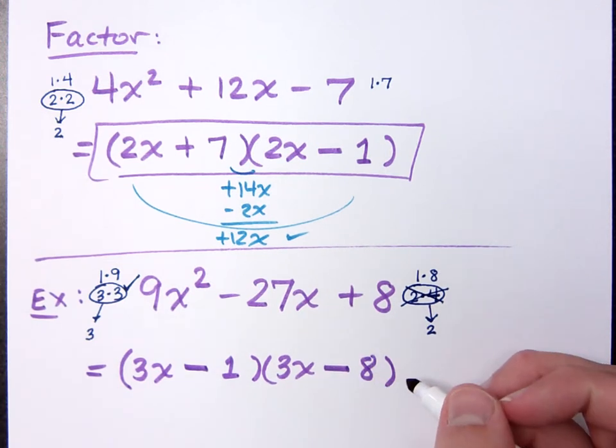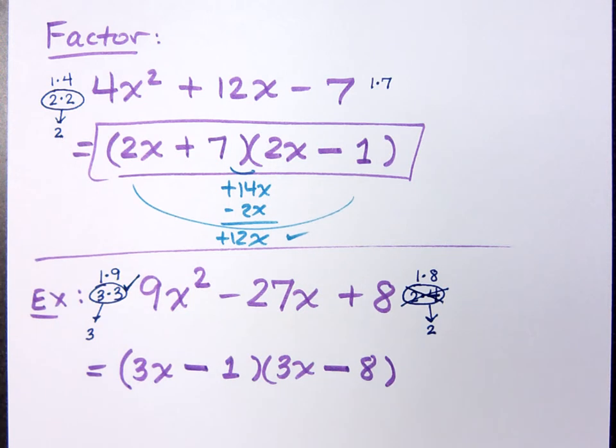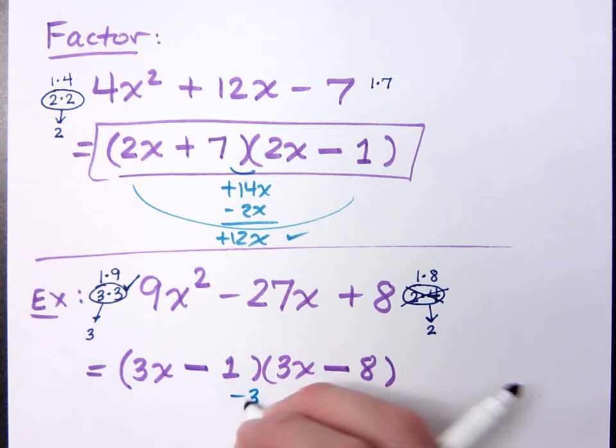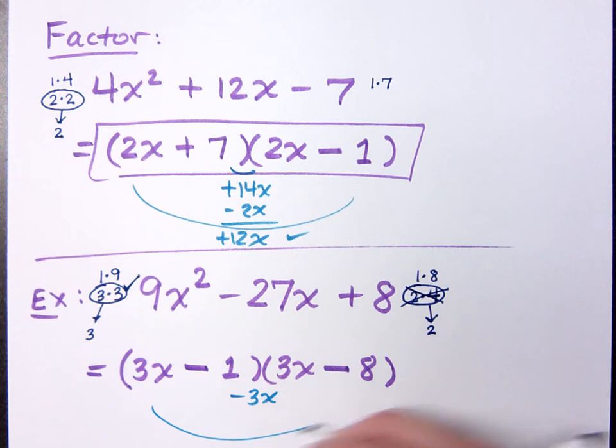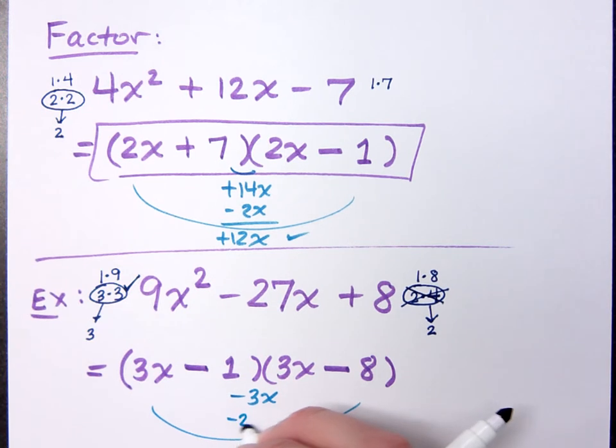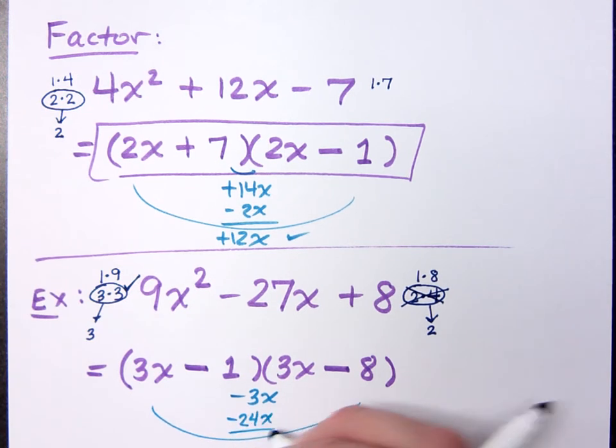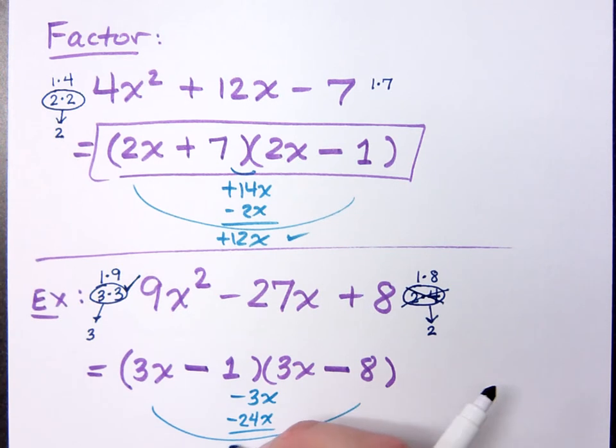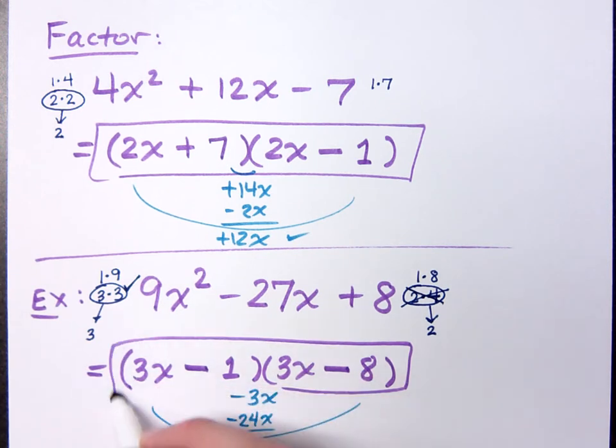Does this check out? Yes. Minus 3x in the middle. On the outside you get what? Negative 24x, so there's your negative 27x. Everything checks out. Are there any questions about that guy? All right.